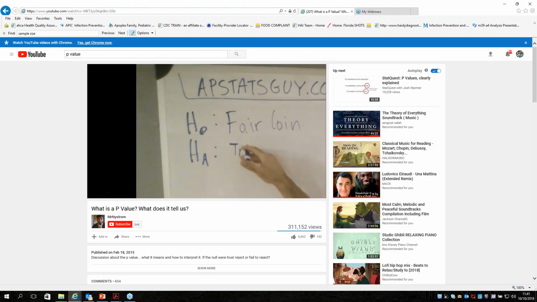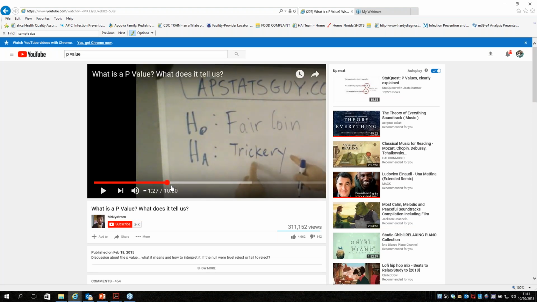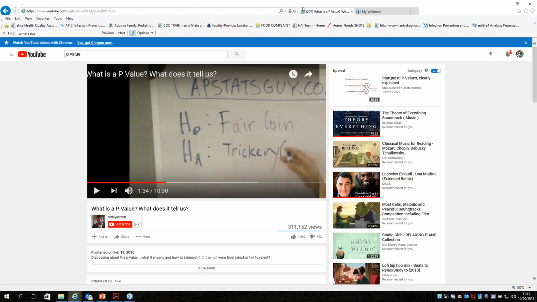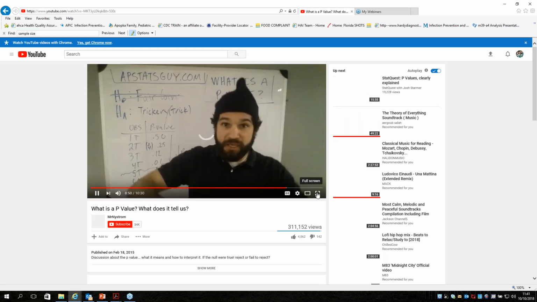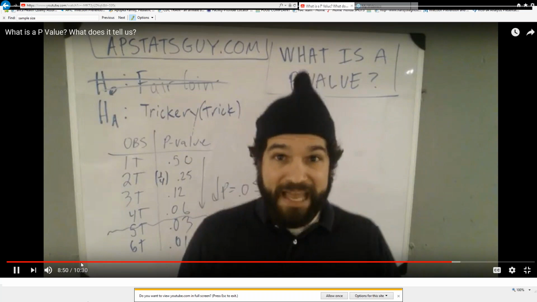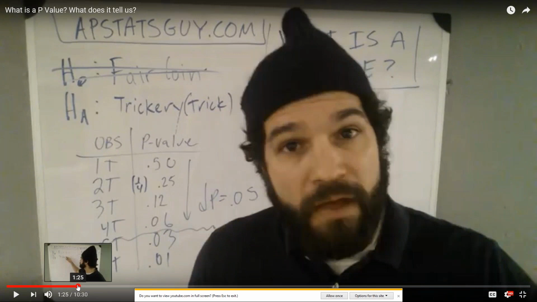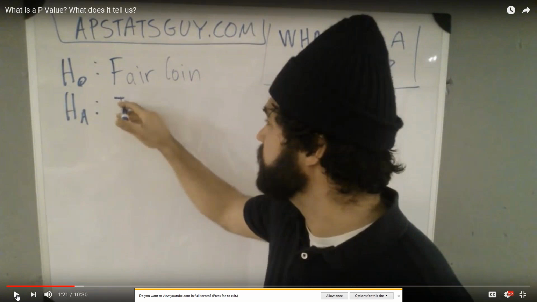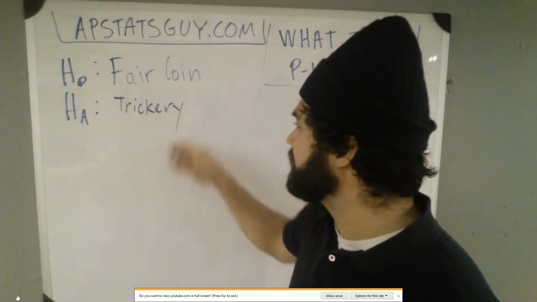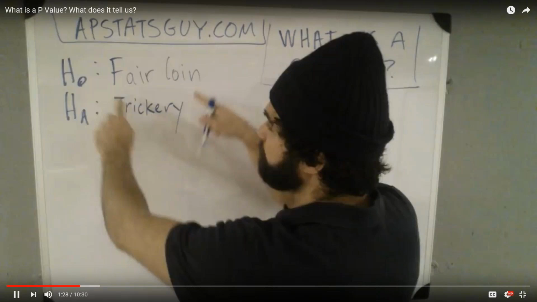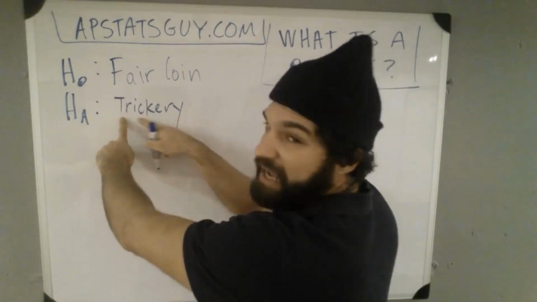There's something weird. There's something trickery. I don't even know if that's a real word. Yeah, maybe it is. So it opposes this. This is saying, oh, the coin's fair. This is saying there's some trickery going on.